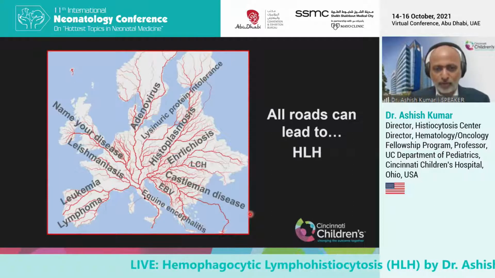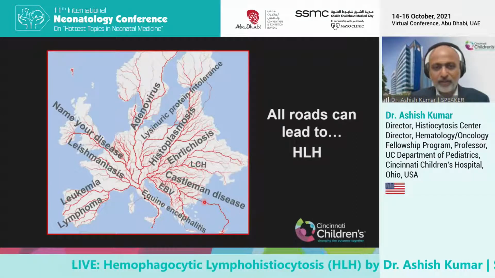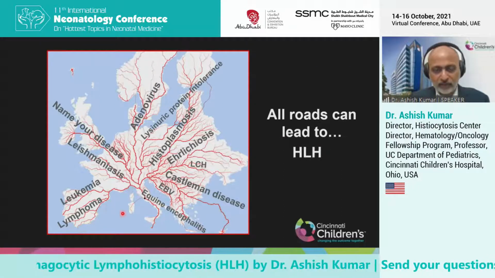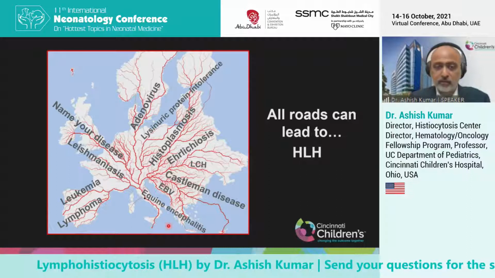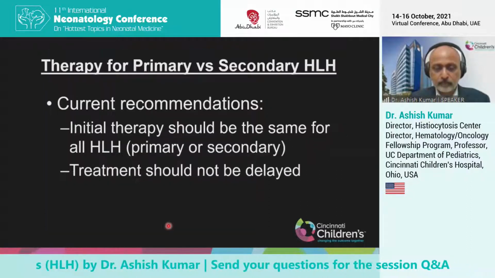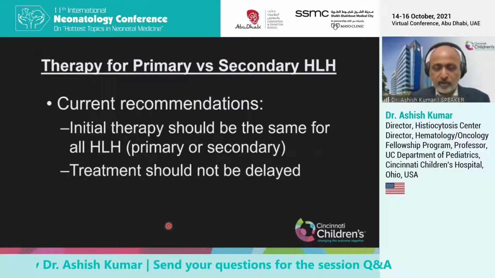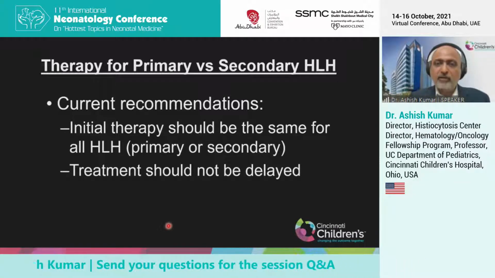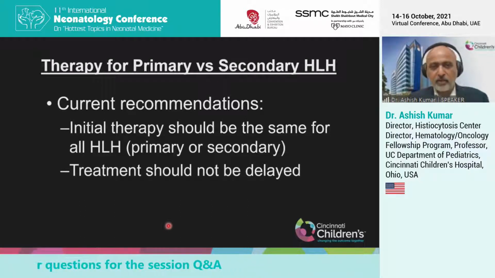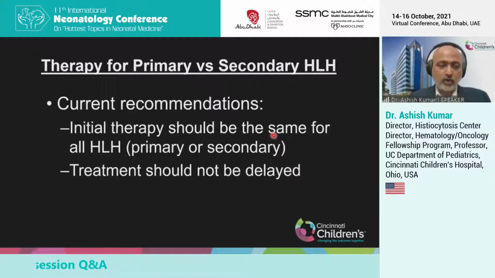So all roads can lead to HLH, and these are the diseases that we know of that can lead to the manifestation of HLH in children, adults, in newborns. We've seen all of these conditions. And this is important because the current recommendations are that if you don't have a genetic defect, then it is secondary HLH. And the current recommendation is that the initial therapy should be the same for all children with HLH, whether it is primary or secondary, and that treatment should not be delayed.